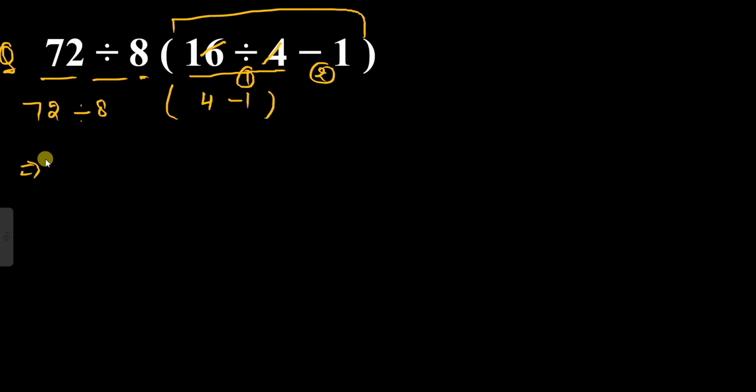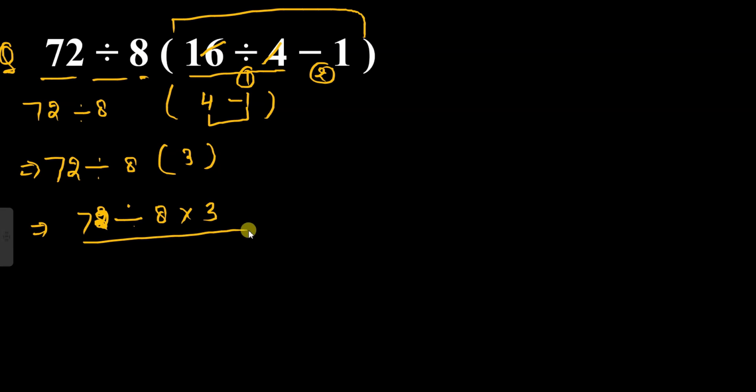Let's solve it further. 72 divided by 8. Inside the bracket, 4 minus 1 becomes 3. Now we'll multiply by the bracket. 72 divided by 8 times 3. Now we'll give first priority to division and second priority to multiplication.